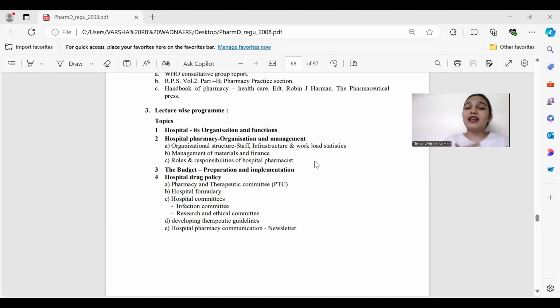Now, this subject is basically for us. If you want to work in a hospital pharmacy, then you should have knowledge of all this. That's why we are learning this subject. What will be our role if we are hospital pharmacists? You'll be learning in this.